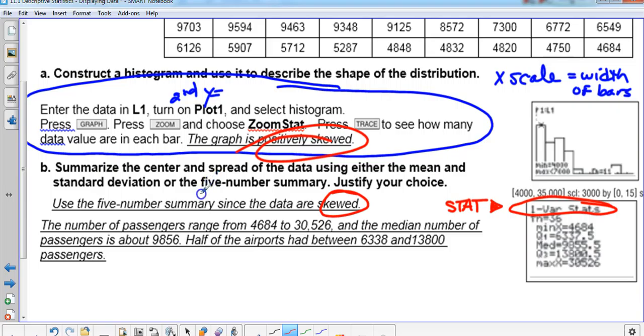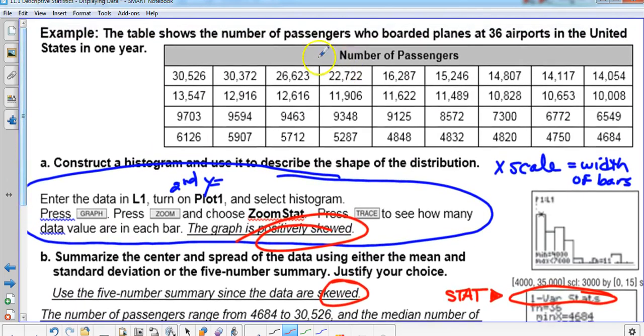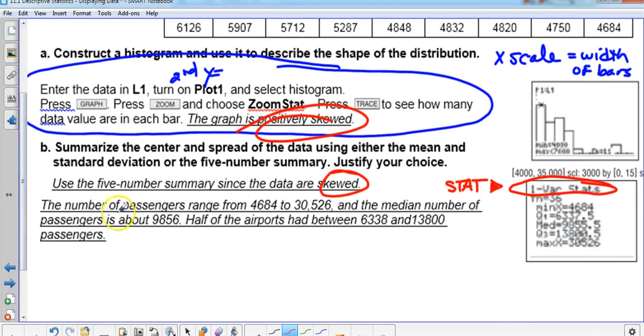If you're using the 5-number summary, you need to give a couple sentences. This is the number of passengers who boarded planes at 36 United States airports. They said the number of passengers ranges from the min to the max. See where they got those numbers? The median number of passengers is about this, rounded to the nearest passenger. Half of the airports had between this many and this many passengers. Half are between Q1 and Q3. So they said half of the data lies between these two numbers. That was their summary.